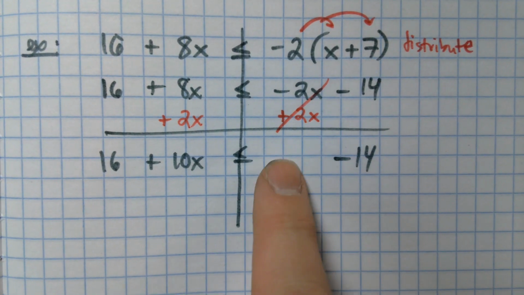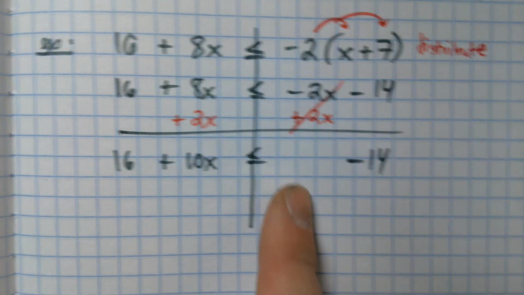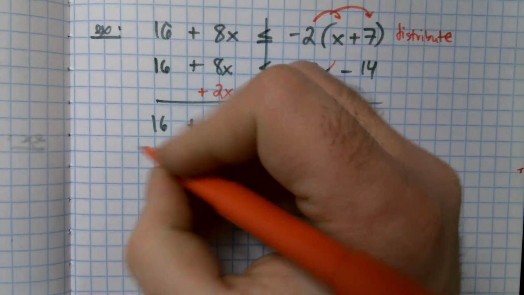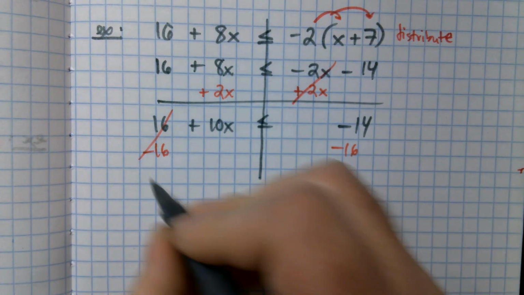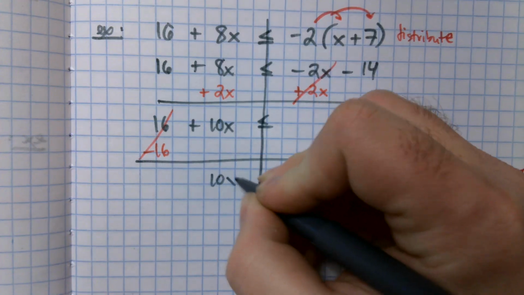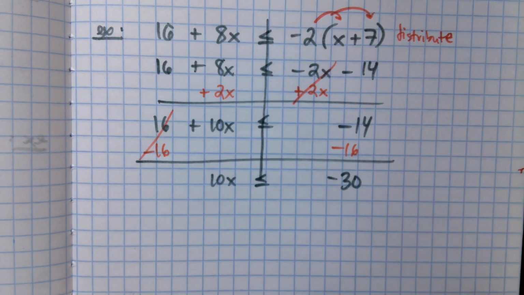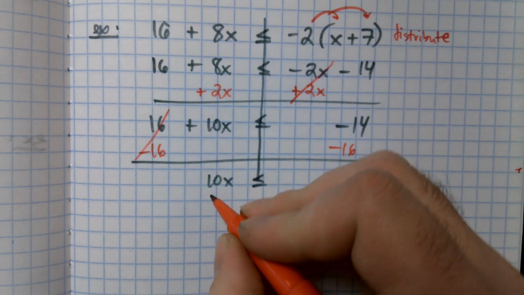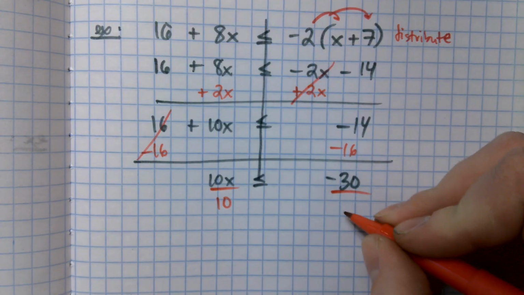Notice how I'm leaving a space here, keeping everything in line, just like we should with our equations. What do I want to do now? Subtract 16. 10x is less than or equal to negative 30. And now, just like Kenya said, I'm going to divide. Kenya, what am I going to divide both sides by? 10. Thank you.